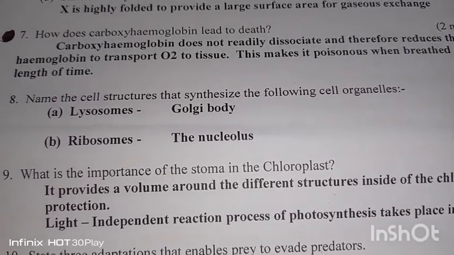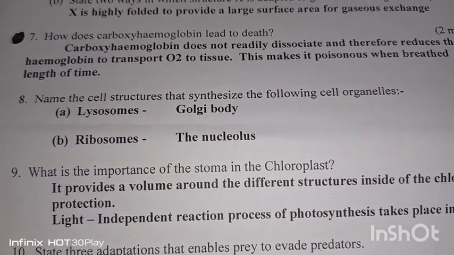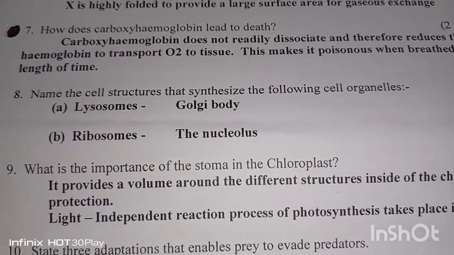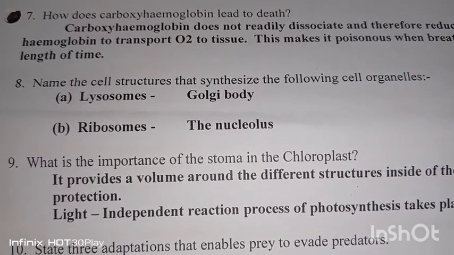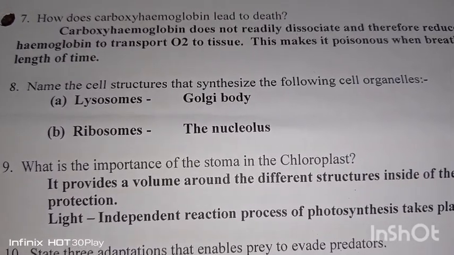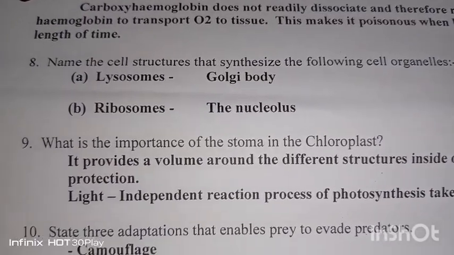In normal cases where oxygen is transported, there is combination of hemoglobin and oxygen, so that it forms oxyhemoglobin. And when oxyhemoglobin reaches the tissues, it breaks down into hemoglobin and oxygen.